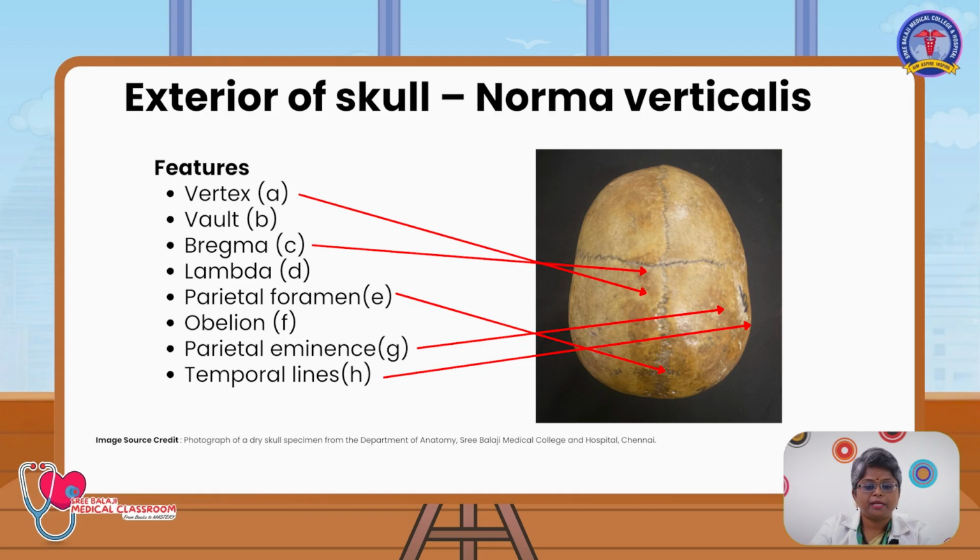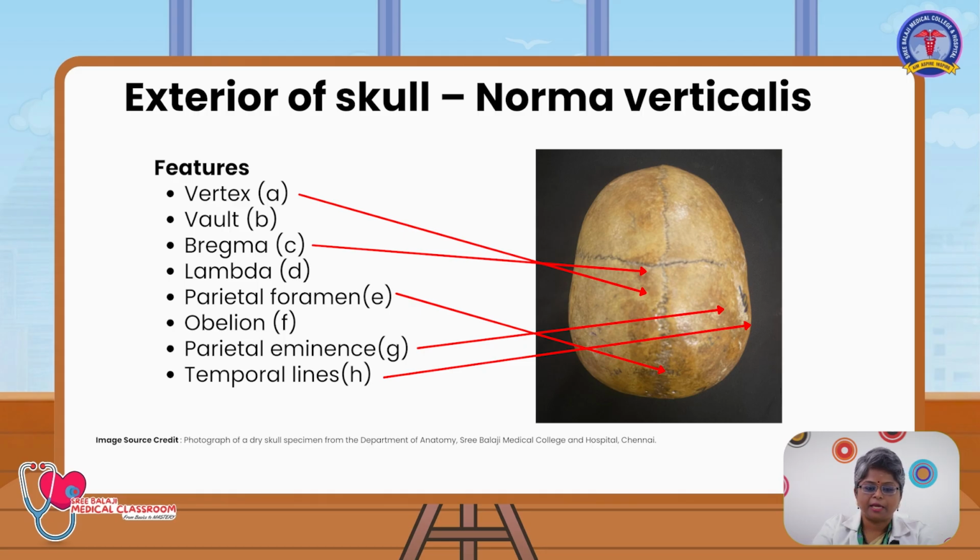Lambda is situated at the intersection of the sagittal and the lambdoid sutures, and in the fetal skull, it is again a membranous gap called the posterior fontanelle. The posterior fontanelle closes by 2 to 3 months after birth. Next is the parietal foramen. The parietal foramen is present 3.5 centimeters in front of the lambda, and it allows certain emissary veins. It is a region on the sagittal suture between the two parietal foramina.